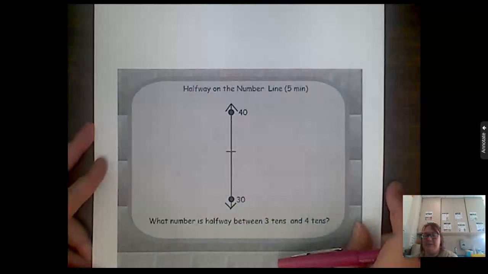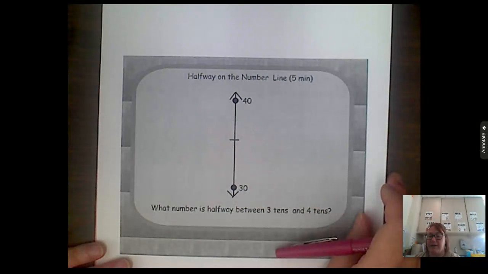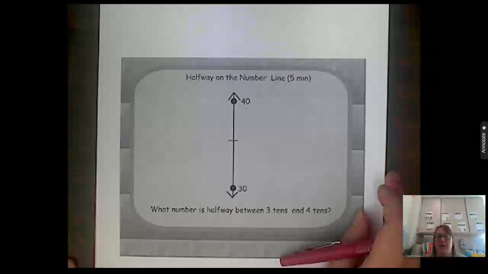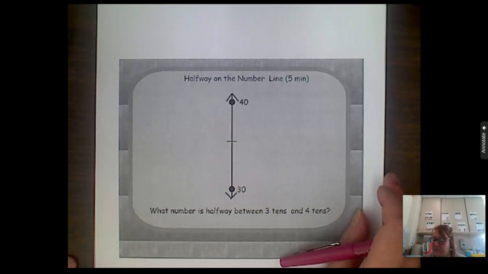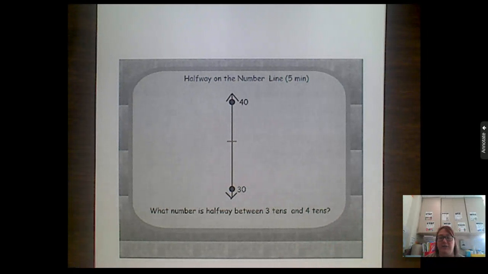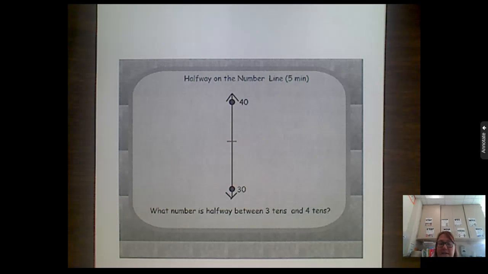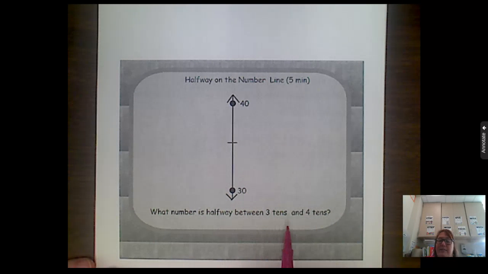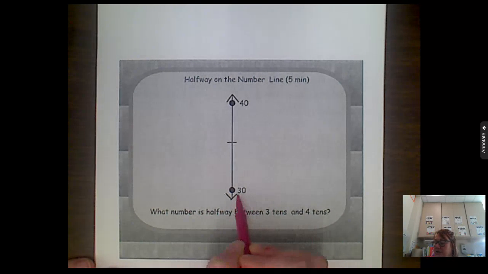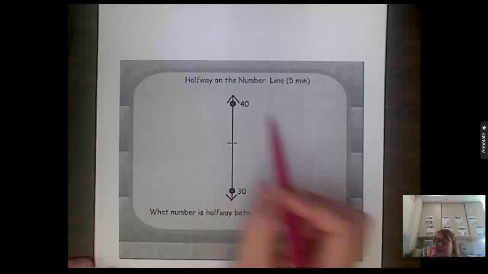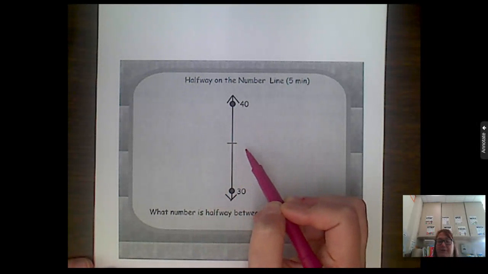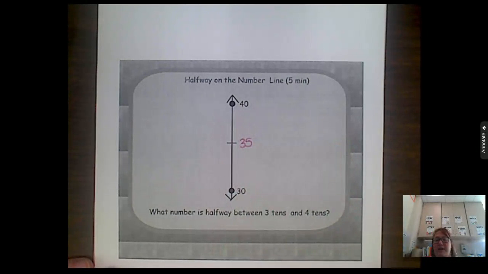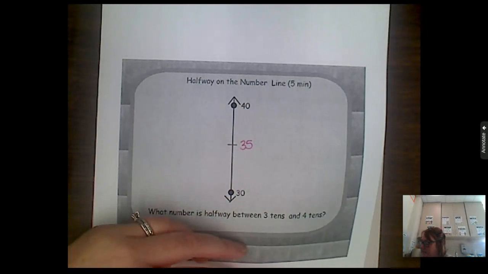So when they talk about rounding on a vertical number line, this is what they're talking about. Okay, so we just want to practice finding the halfway mark on a number line. So if we look at our first one here, our two tens that we're dealing with are 30 and 40, and it says what number is halfway between 3 tens and 4 tens. So 3 tens is 30, 4 tens is 40. What would be halfway in between 30 and 40? 35. Good job.